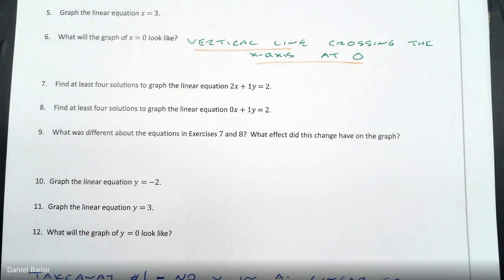So that's how we make vertical lines. To make a vertical line, just no y's. No y's make vertical.